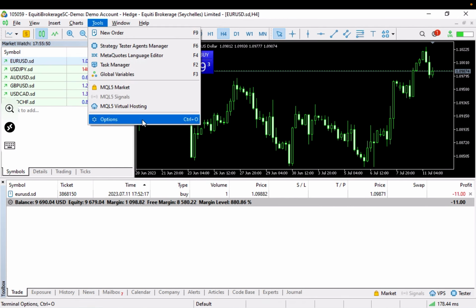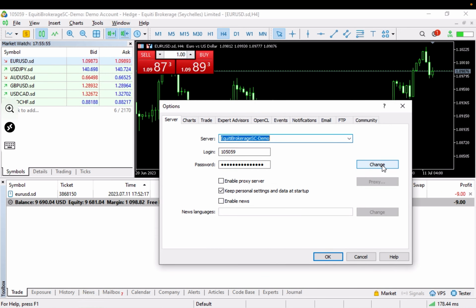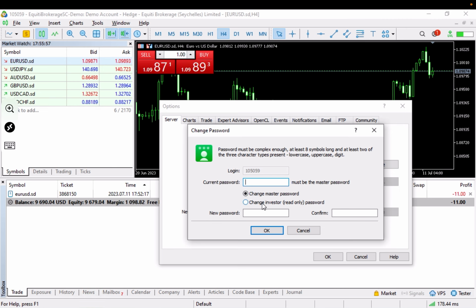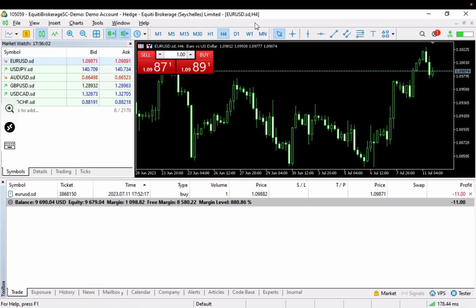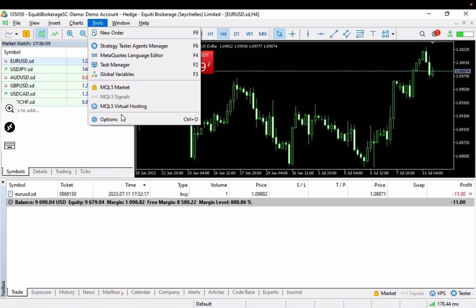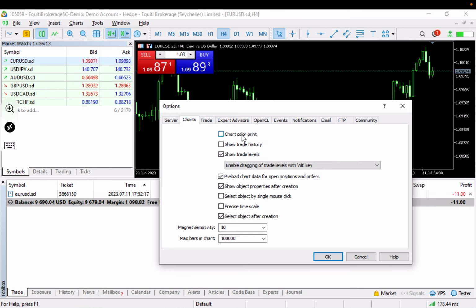There are a little more features you need to know. For example, if you go to server and then click on change, you can change the existing password, or you can also create a read-only or investor password. And you can see the trade levels on the charts. You can remove the trade levels by just unclicking this show trade level. Then the trade levels will not be displayed on the chart, so you will not be able to drag the trade level to set your SL and TP.